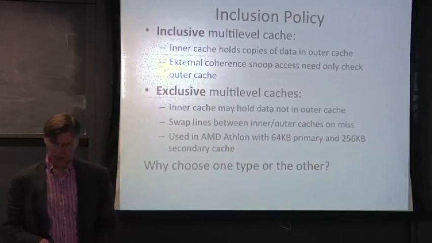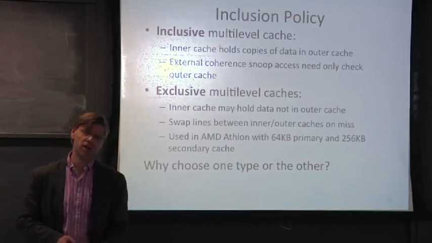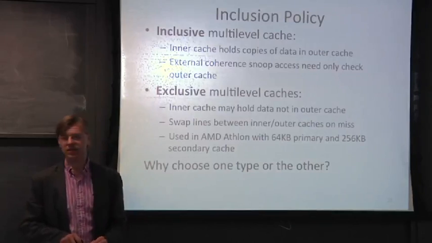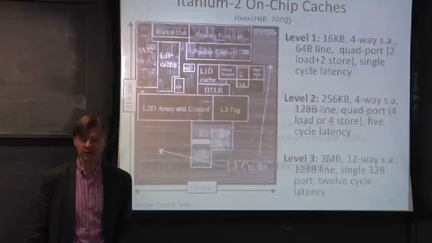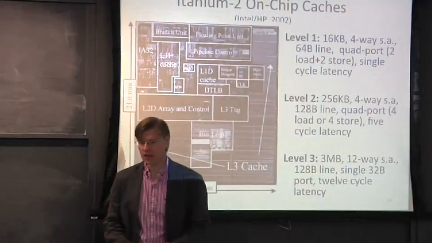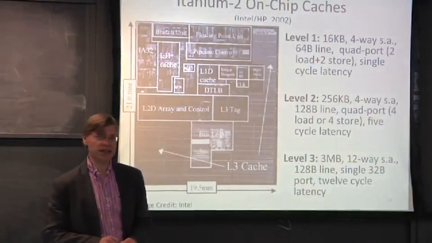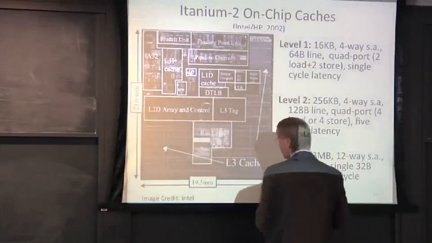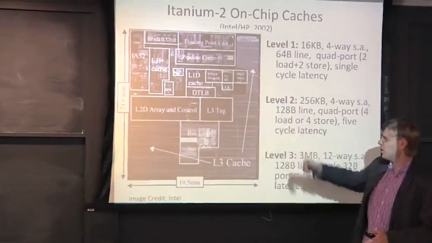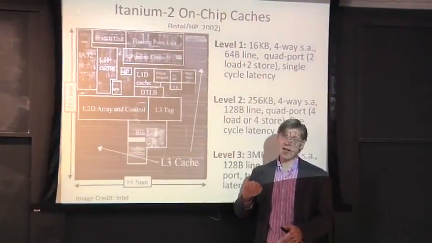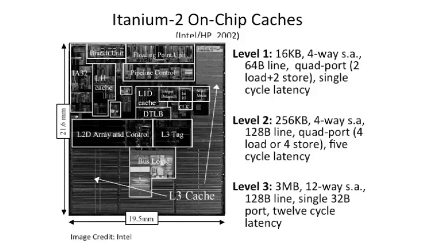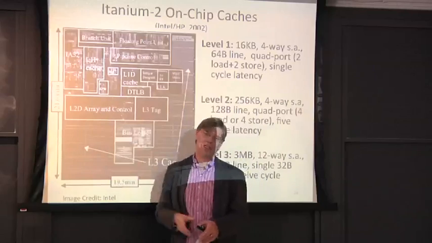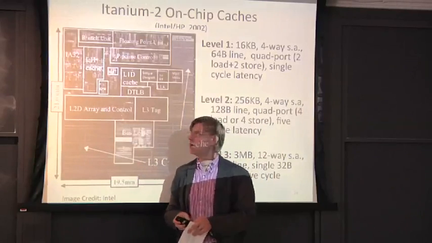OK, let's take a look at a few examples of caches in modern day systems and see what sort of trade-offs people have made. So let's start off by taking a look at something like the Itanium 2 processor here. You're going to see we have our chip, and the first thing you're going to notice about this die photograph here is the level 3 cache is very large. So this has a very large level 3 cache.